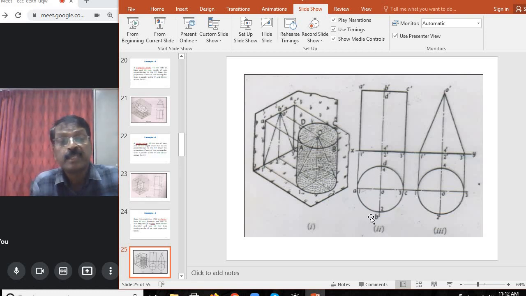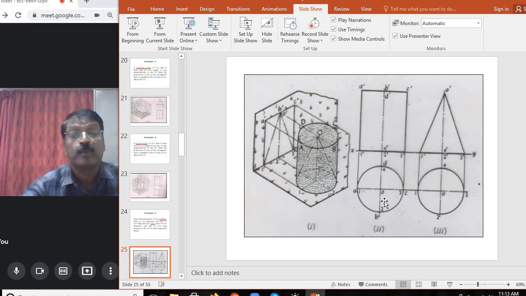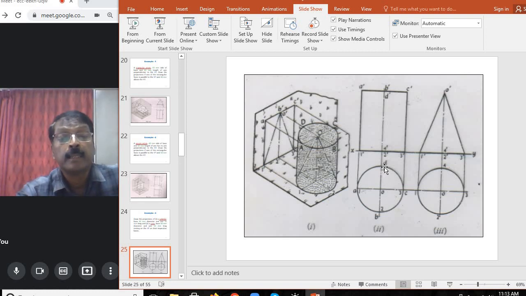The position is not given. Let us draw the reference line XY, and below XY locate a point O for the axis top. Then for the given diameter of 40 mm, draw the circle, and for understanding we can give the names capital A, capital B, capital C and capital D, and these are all the four quadrant points, and O is the center of the top base circle.